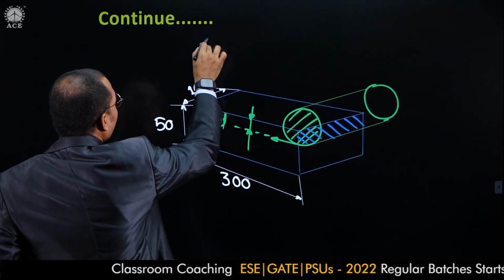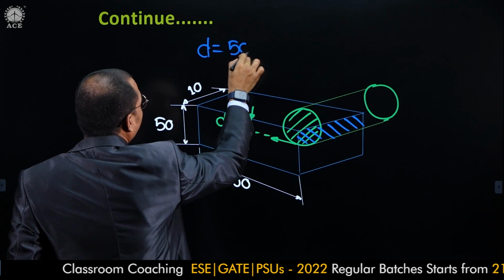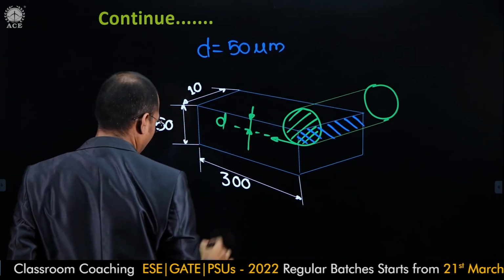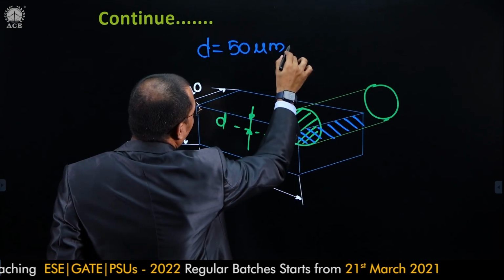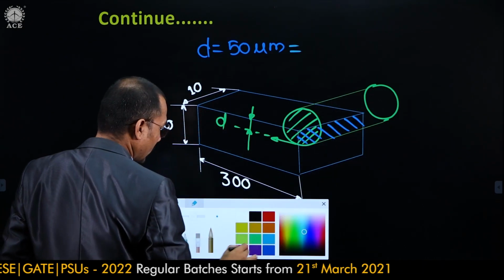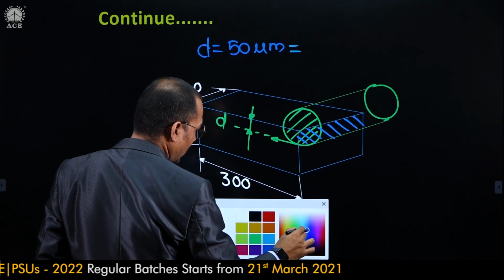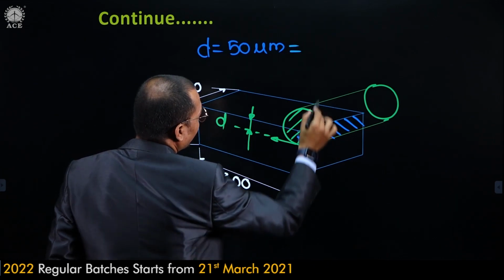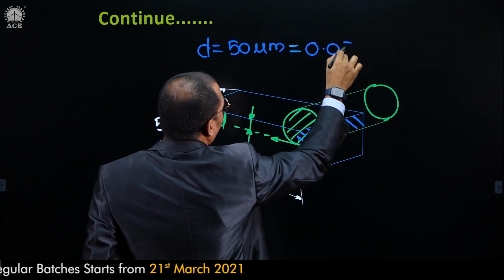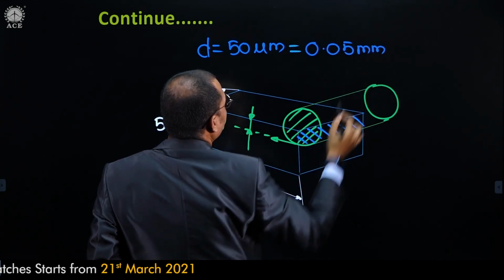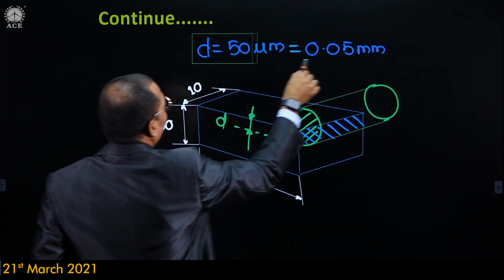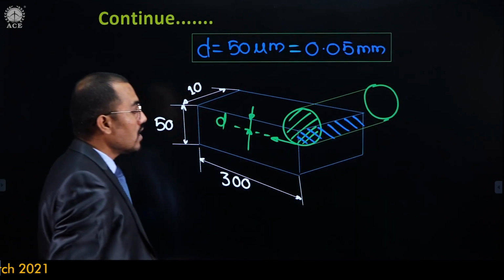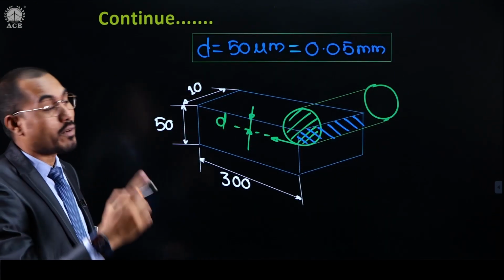So depth of cut D is 50 micrometer. That 50 micrometer can be considered as 0.05 millimeter. I hope you are understanding this. 0.05 millimeter. Right, fine. Now, what is the velocity by which it is getting cut?